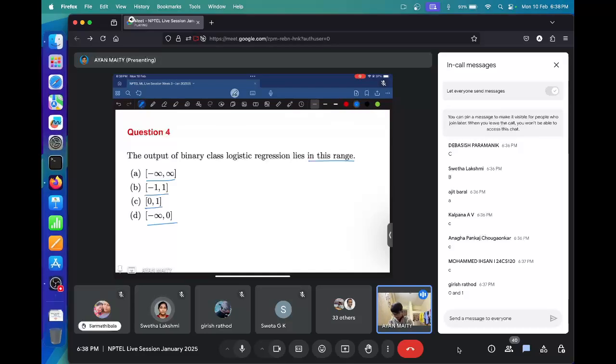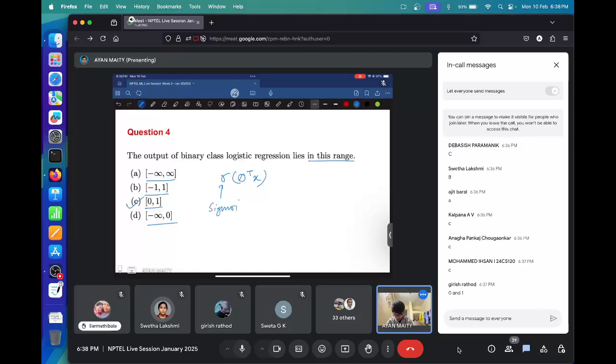So the correct answer is option C, 0 and 1. In logistic regression, you first compute theta transpose x for any input x, and then you apply the logistic function or the sigmoid function. This sigmoid function is defined as 1 divided by 1 plus e to the power minus theta transpose x. This is the actual output of the logistic regression for any input x. It tells you the probability of y equals 1.